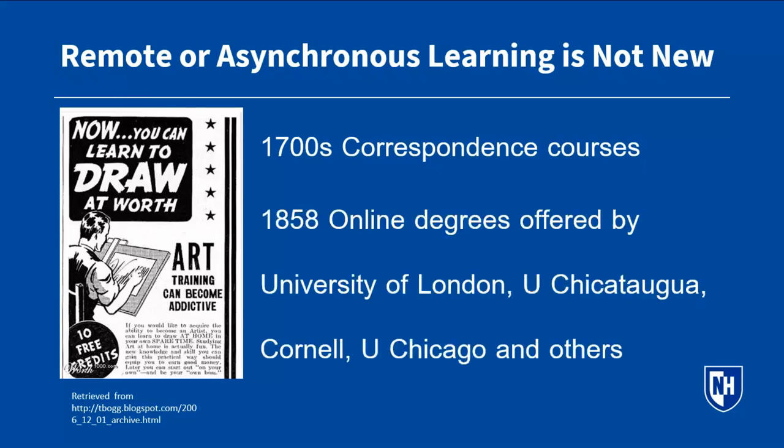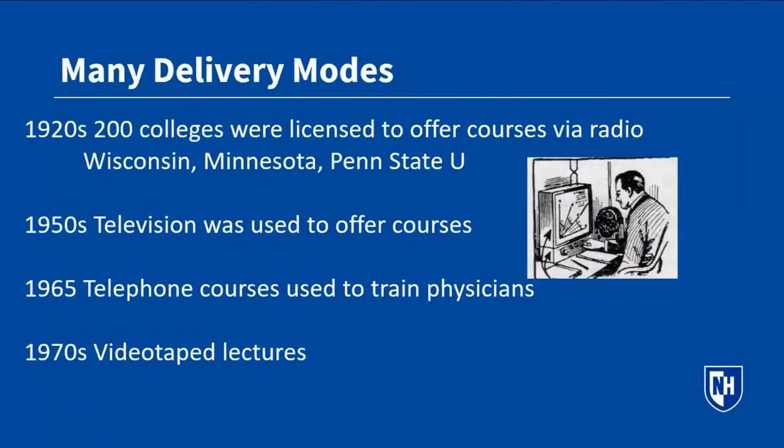And then actually, as far back as 1858, online degrees were offered by University of London, Chautauqua, Cornell University, University of Chicago, and others. So pretty diverse institutions. And so while some colleges and universities are moving to online degrees, it's not new. And also thinking about the different delivery modes, most of us are probably only thinking of 2 or 3 ways to deliver, but thinking back 100 years ago, over 200 colleges were licensed to offer courses via the radio. And these 3 schools, Wisconsin, Minnesota, Penn State, are some of the largest universities we have in the United States. And so people would just sit and listen to the radio, and that's how they would get their content.